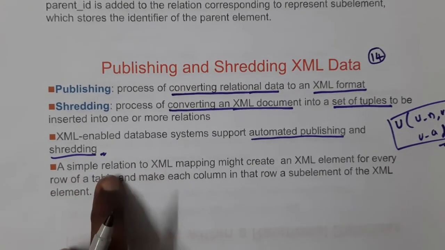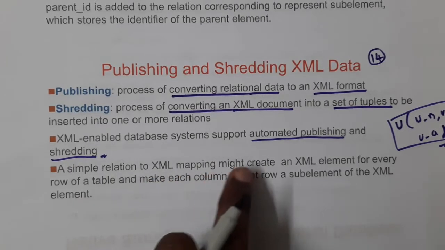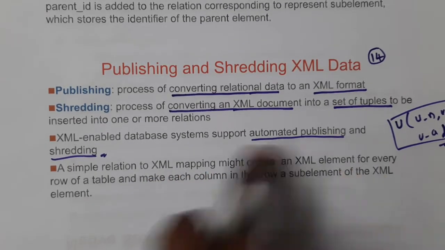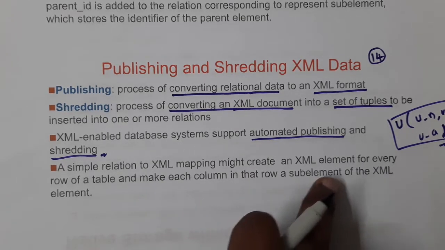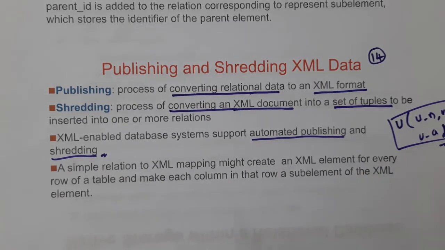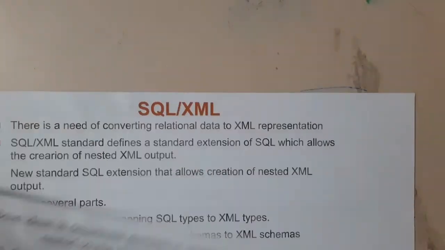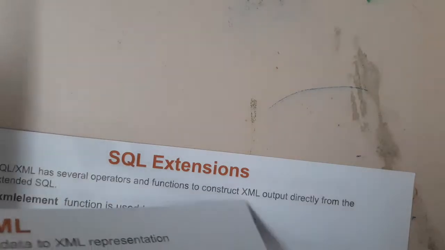Similarly, a simple relation to XML mapping might create an XML element for every row of a table and make each column in the row a sub element of the XML element. Depending on your requirements, you'll be making them sub elements and all those things, guys. Okay, so let us continue.